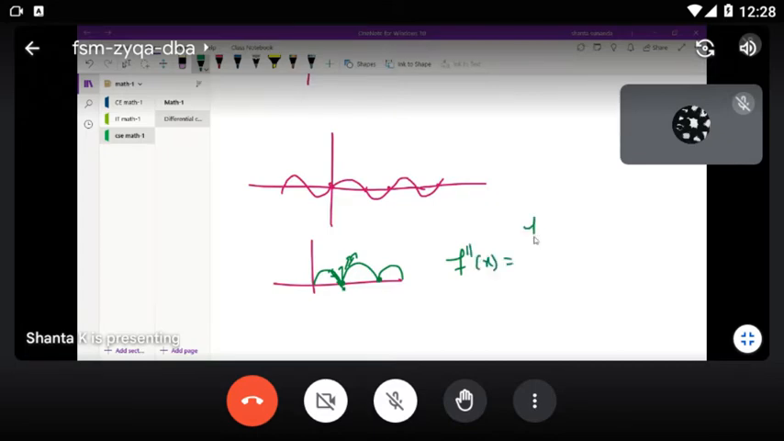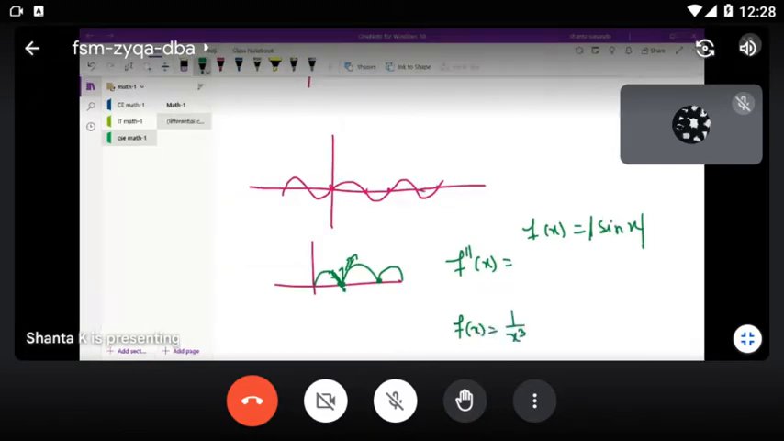Ma'am, can y is equal to sin x be an example? Excuse me, ma'am. Yes. Ma'am, can y equals 1 upon x cube be an example of such a point where f double dash is not defined, yet that point is an inflection point? So the second derivative, what will be the second derivative here? 1 by x cube.